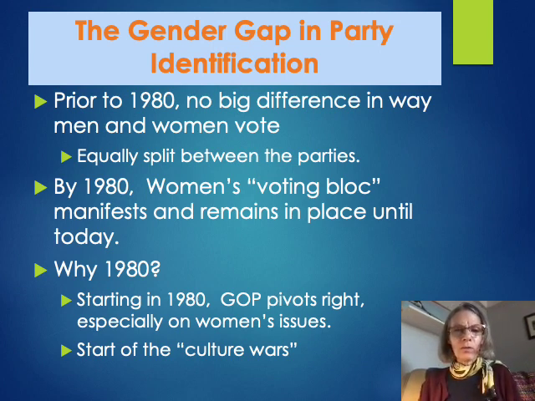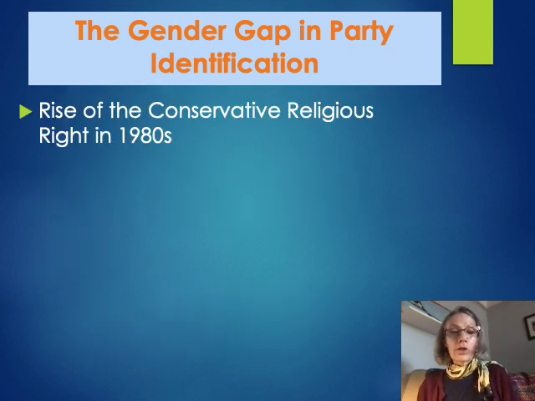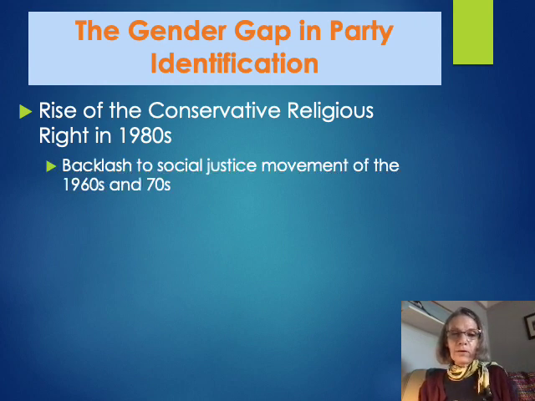So let's look at this in a little bit more detail. Starting in the 1980s, and actually a little even before that in the 1970s, we see the rise of the conservative religious right. Often theorists think that this is due to a backlash to the social justice movements of the 1960s and 70s. The 1960s and 70s were a movement for racial equality, but also a movement for gender equality, and a movement for gay rights as well.